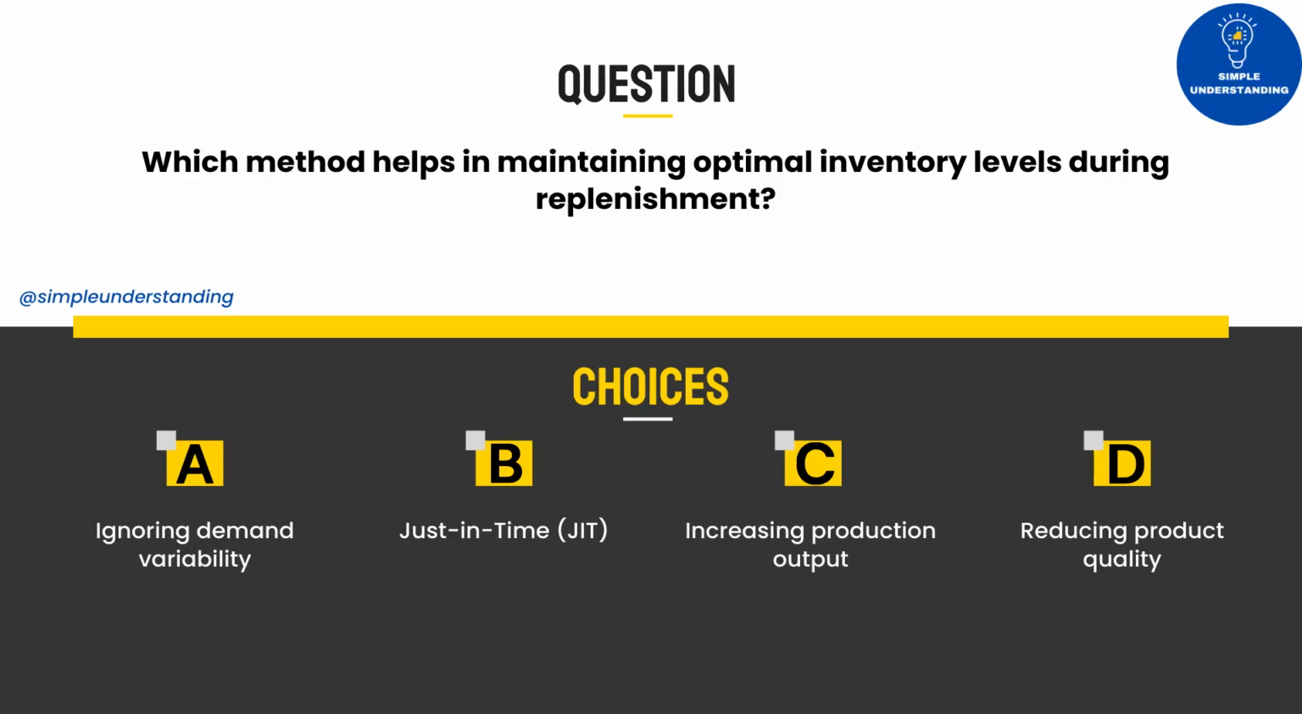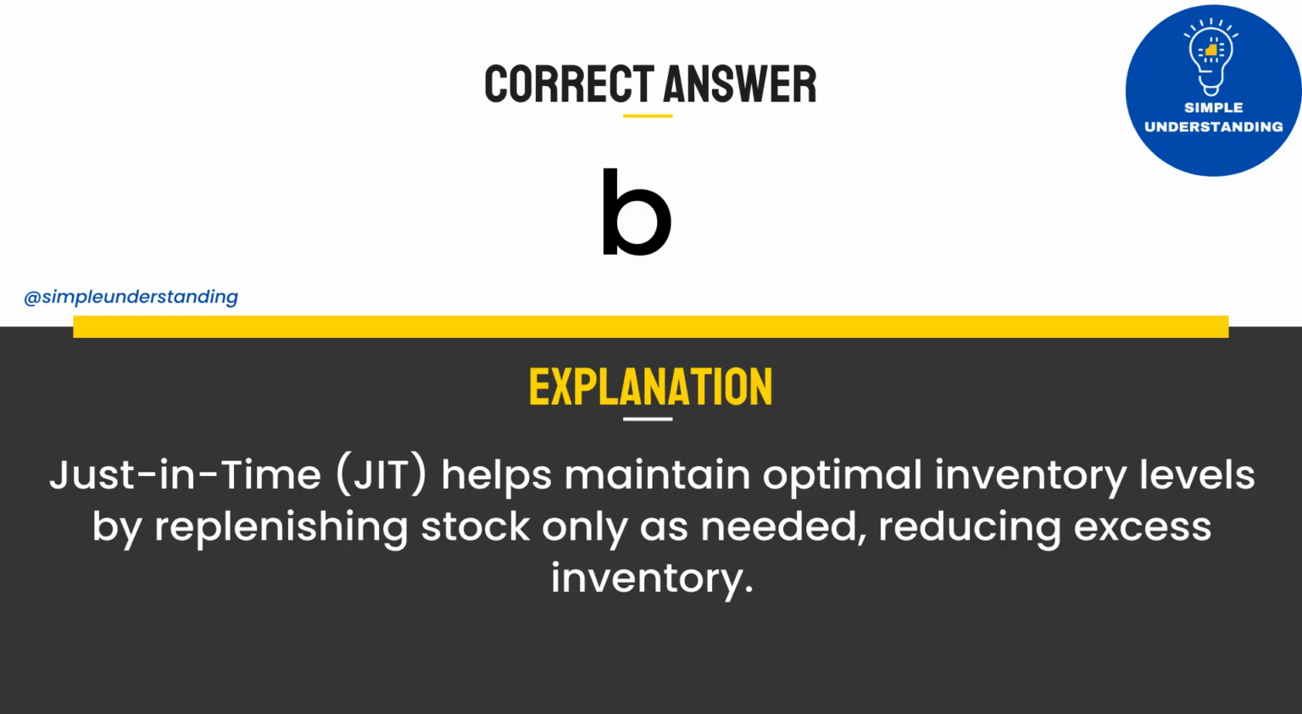6. Which method helps in maintaining optimal inventory levels during replenishment? A. Ignoring demand variability. B. Just-in-time, JIT. C. Increasing production output. D. Reducing product quality. Correct answer: B. Overall explanation. Just-in-time, JIT, helps maintain optimal inventory levels by replenishing stock only as needed, reducing excess inventory.